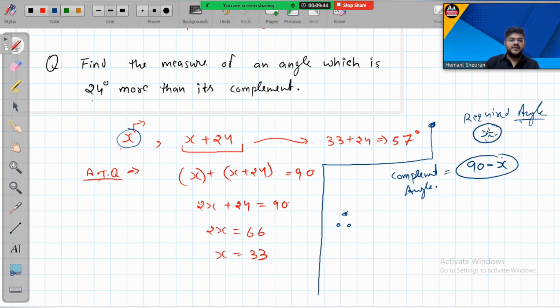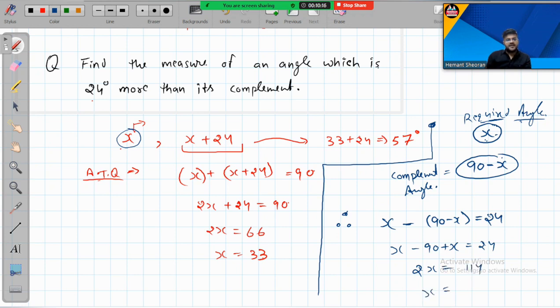The complement. So if you subtract these two, you will get 24. If you subtract the complement angle from the required angle, that is x minus (90 minus x), you will get 24. Yes or no? Yes. So this way also you can work it out. In this manner, you directly get 24, and 2x is equal to 90 plus 24, which gives 114, and x comes out to be 57.